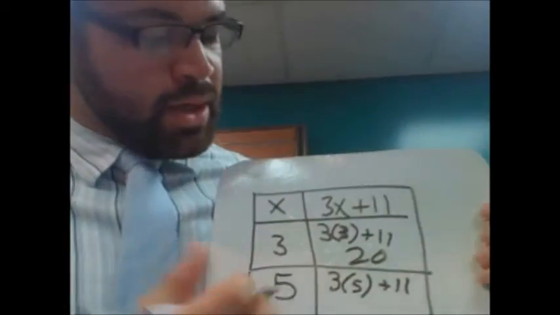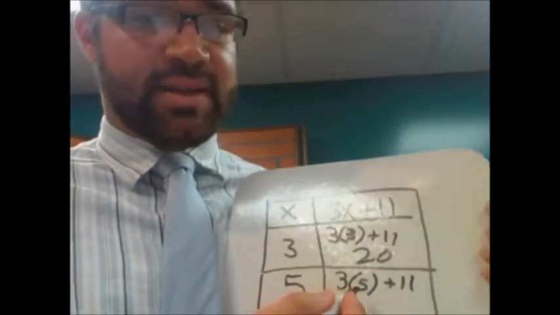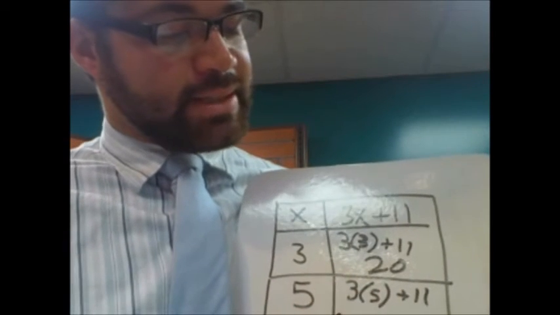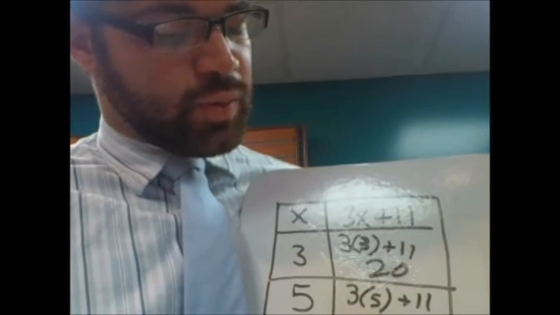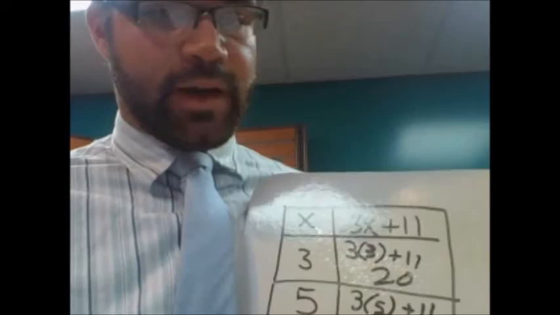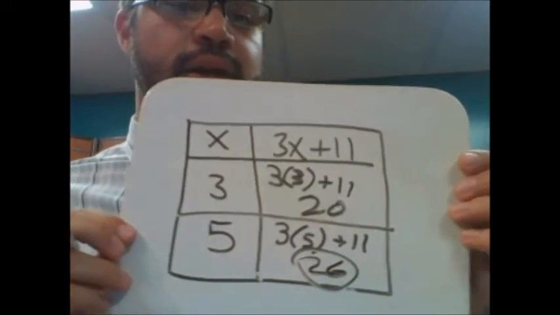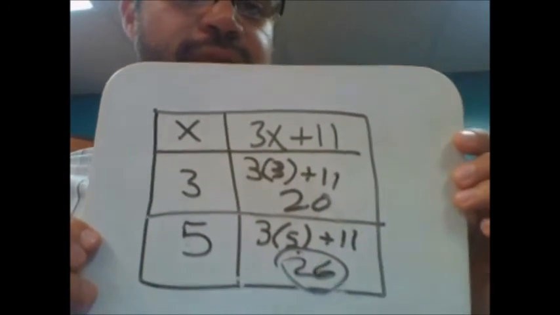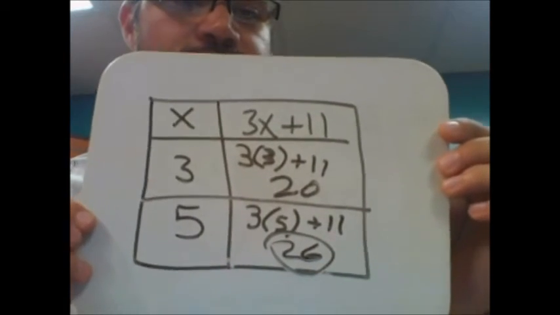All right, so here we go. 3 times 5 is, well, 15. 15 plus 11 is going to be 26. So hopefully you figured out that when x is 5, the value of 3x plus 11 is 26. So that's what we're talking about with substitution.